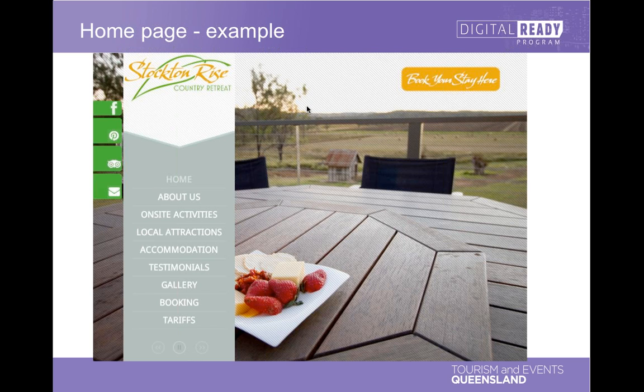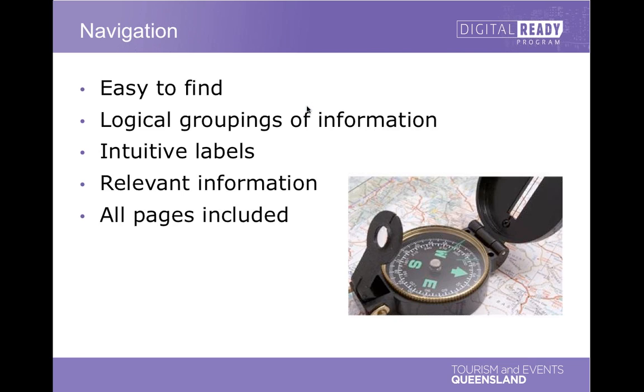So another example, less clutter, clearer, and left-hand side navigation if that's what you prefer and that's how you've designed it. And just staying on navigation in the home page for a little bit. So your navigation should be easy to find. You should have logical groupings of information. Your labels should be intuitive, as we've just seen, and conventional, relevant information.